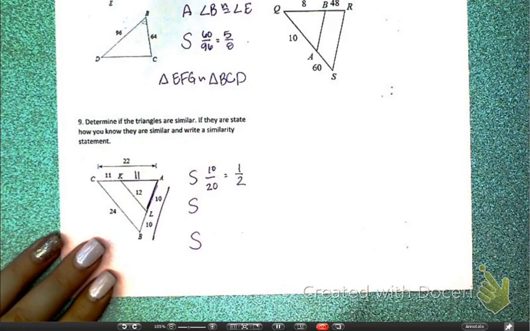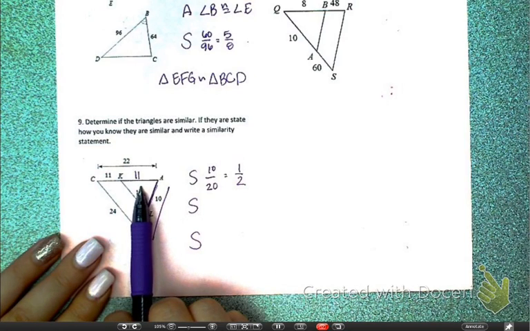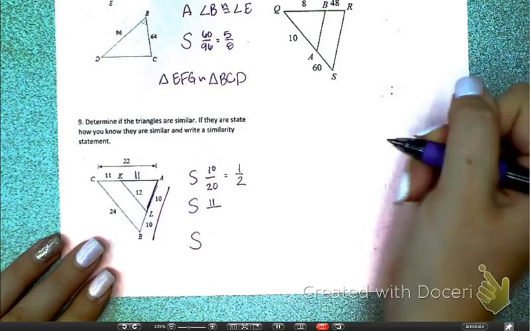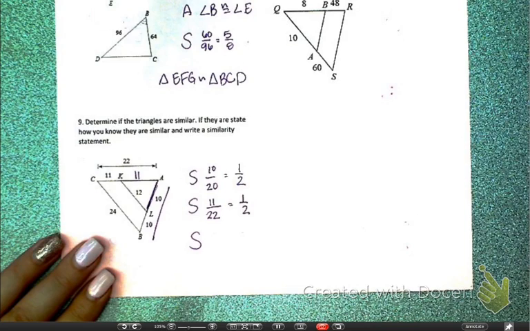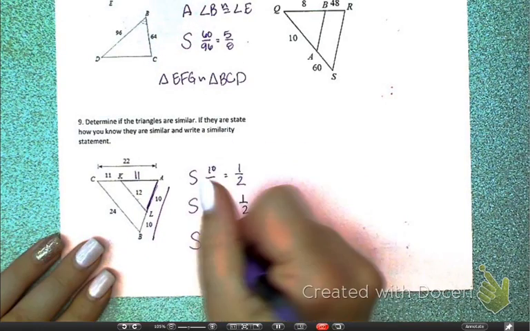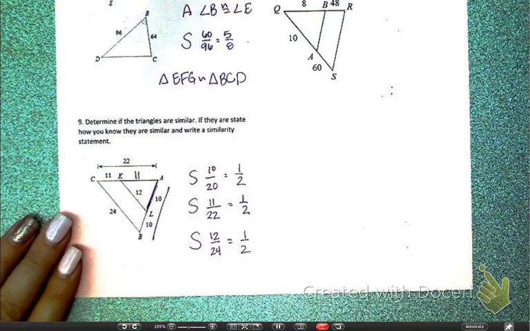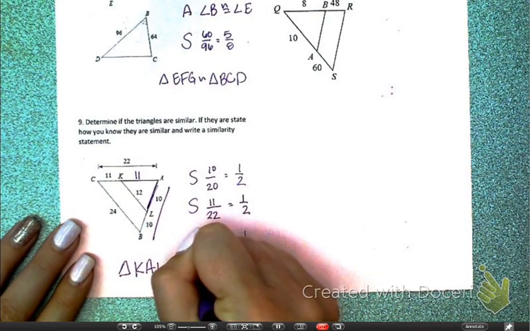That's not always going to be half and be perfect, but the big piece minus the small piece is going to give you another small piece. So the small triangle is 11, the large triangle is 22, which reduces to 1/2. My last side length is 12 over 24, which reduces to 1/2. Right? All of them are the same. If I write my similarity statement, I'm going to call it triangle KAL. What triangle does that match with?